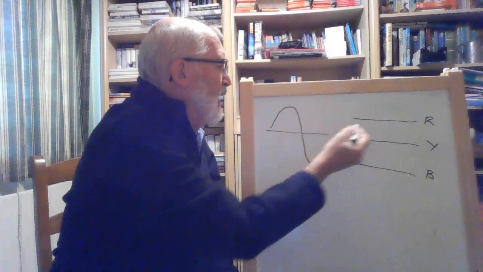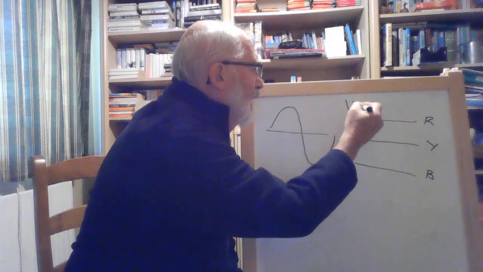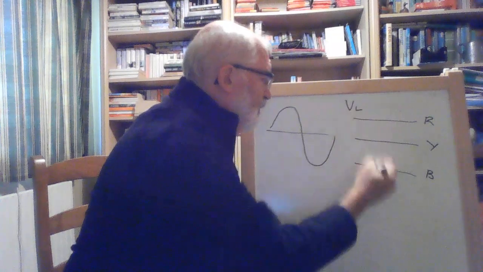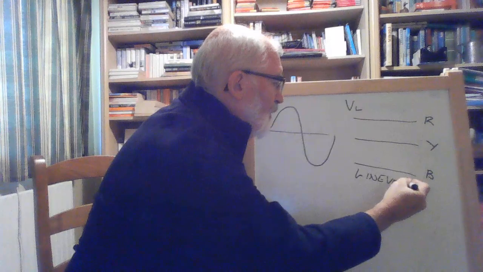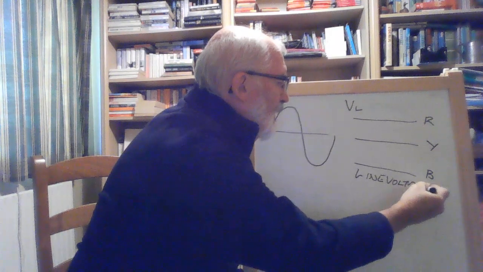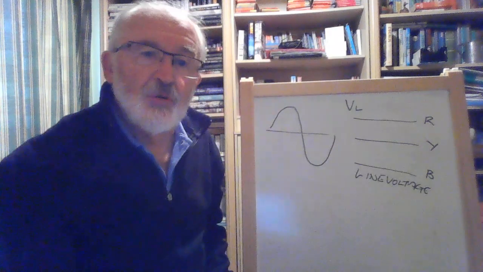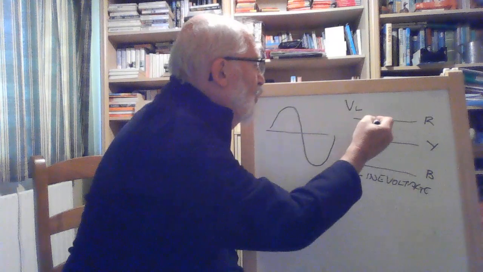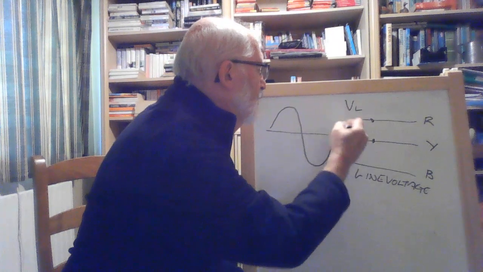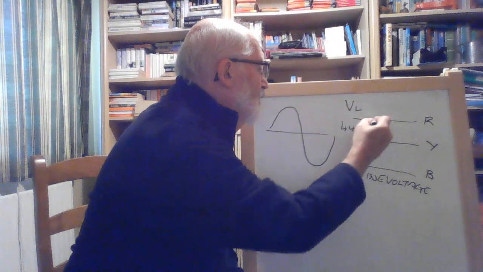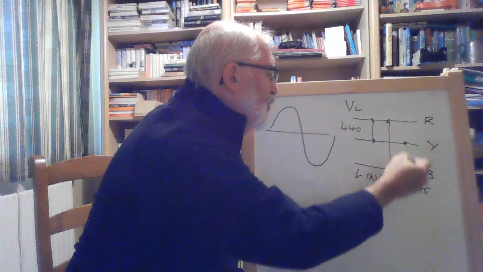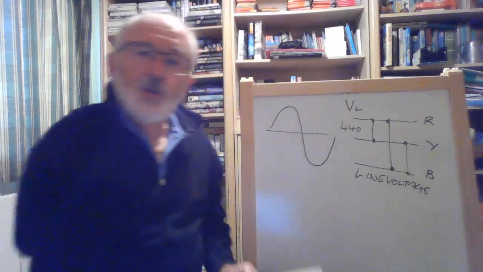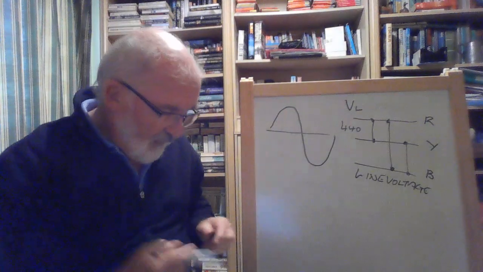And what we create is what we call a line voltage. And in the case I'm going to do, the line voltage is 440 volts. Between there, and between there. So we've created our line voltage.